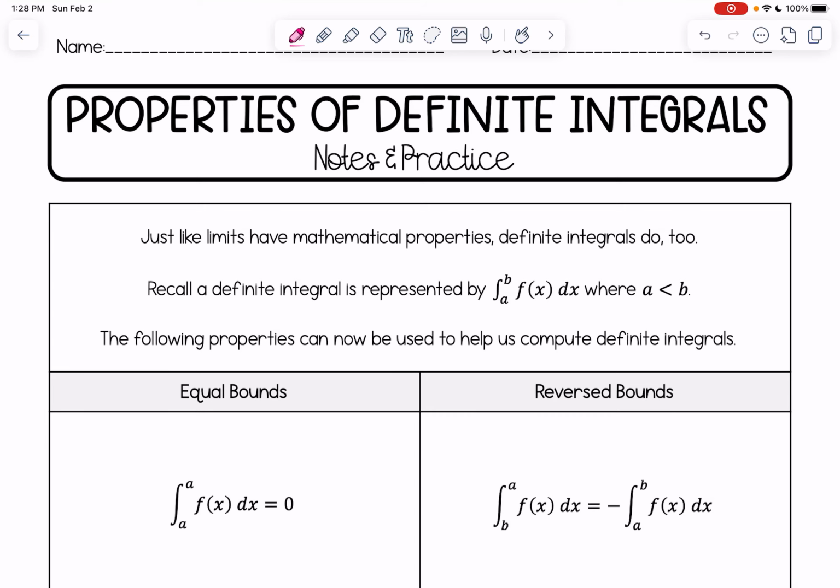In this video, we'll be talking about properties of definite integrals. Just like limits have mathematical properties, definite integrals do too. Recall that a definite integral is represented by the integral from a to b of f of x dx, where a is less than b. The following properties can now be used to help us compute definite integrals.